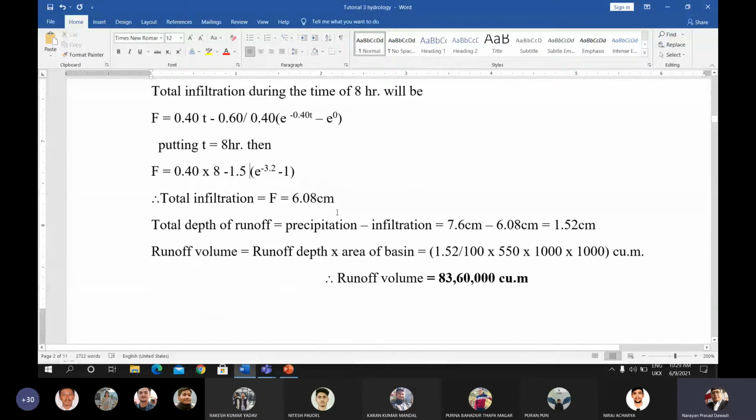This is the total infiltration, not the infiltration equation. Now e power minus 3.2, minus 1 into 1.5, minus 3.2, gives 4.638.